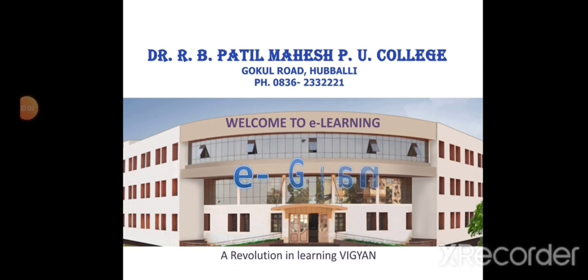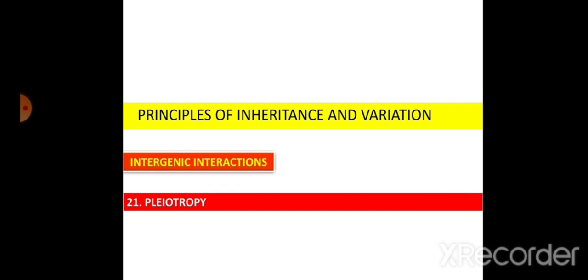Students, welcome back to the topic Principles of Inheritance and Variation. In the last video, we discussed multiple allelism. In this video, we'll discuss pleiotropy as one example of intergenic interaction.